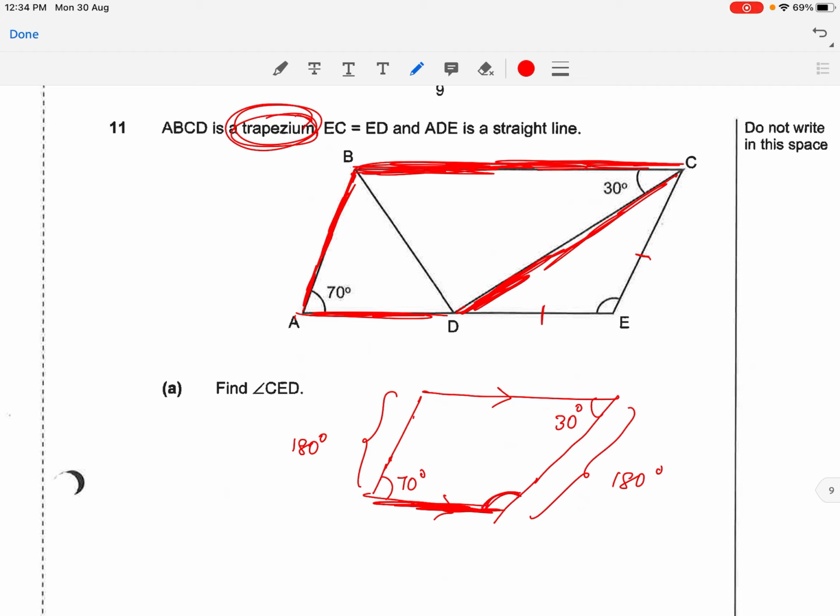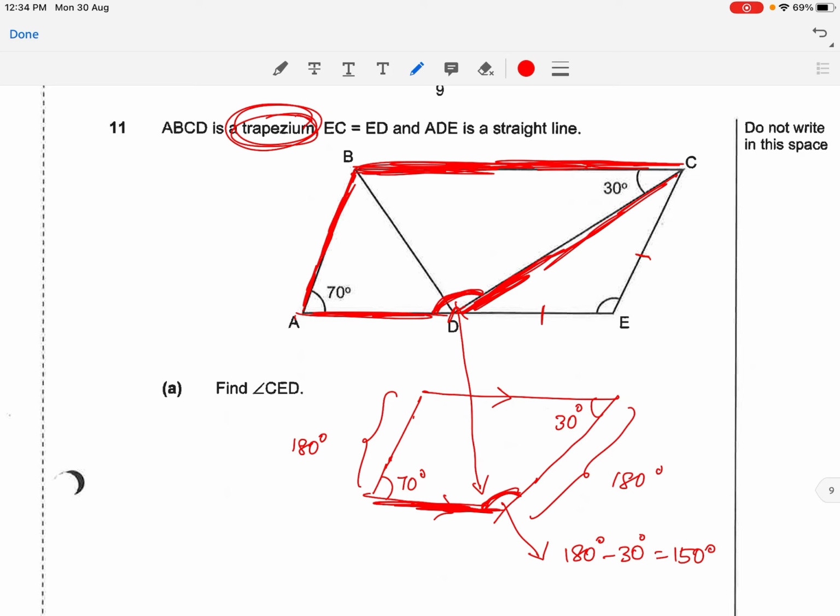And where is this angle? It's actually here. The angle is actually here. So these two match up. They are the same. So how do I get this angle here? You branch out 180 minus 30, you get 150.